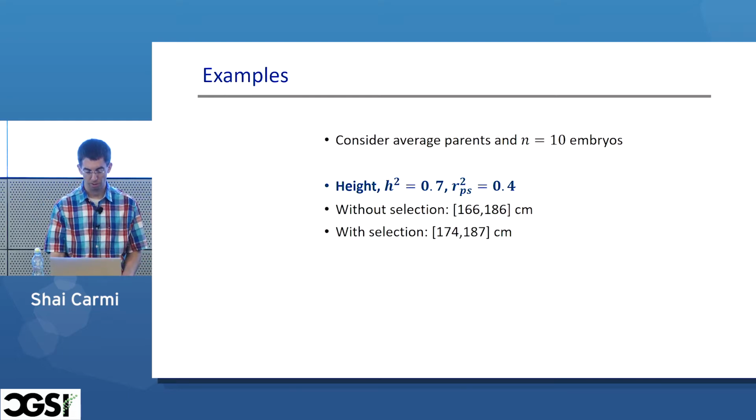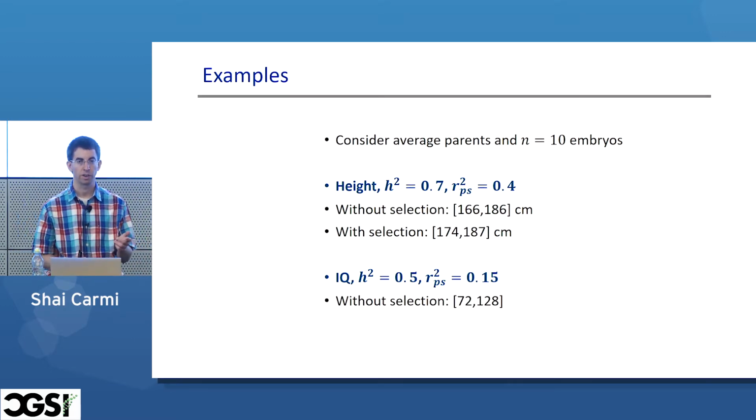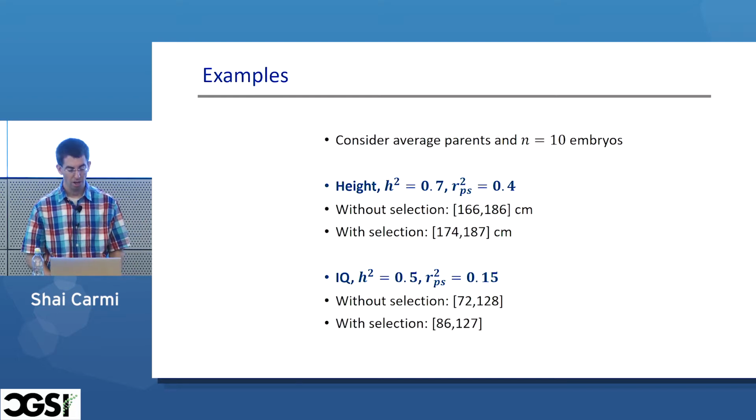So this is something important to have in mind, and the effect is more pronounced for IQ. So again, let's go back to 15% variance explained. Without selection, the standard deviation of IQ is 15 points by definition. This is how it's defined. So without selection, it's between around 70 and 130.